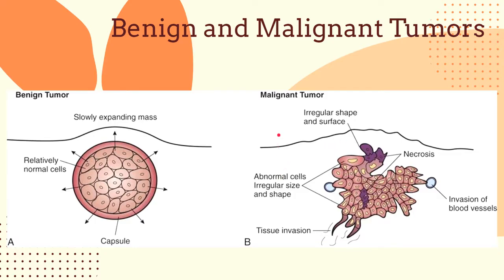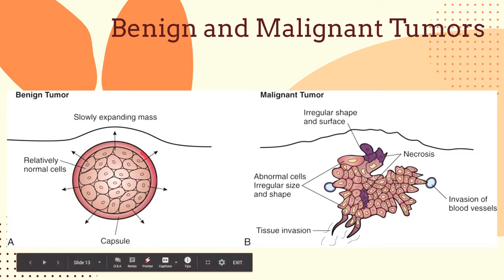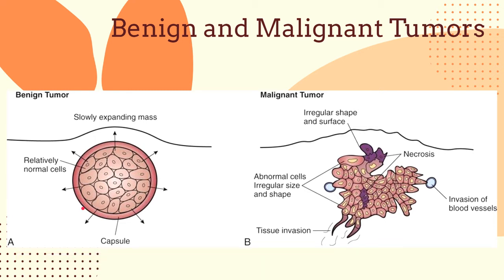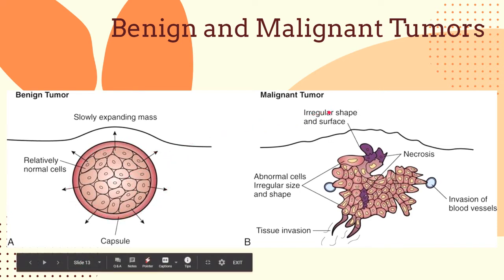These are illustrations, diagrams to help us visualize the difference between benign and malignant tumors. The cells of benign tumors are just encased in a capsule and they stay in one place. They can have a slow expanding mass. They can grow, but they are kept within a capsule. Most of the time, benign tumors can be operated on and removed through surgery. So you see here a protective capsule.